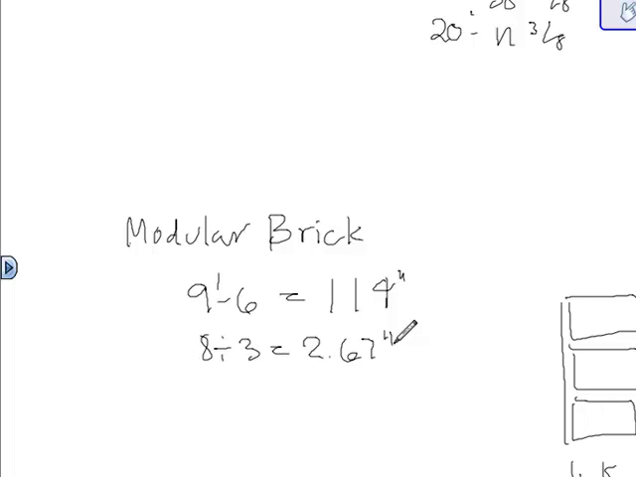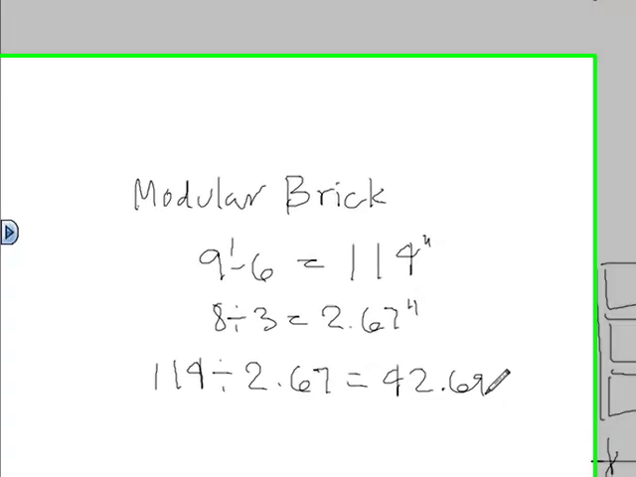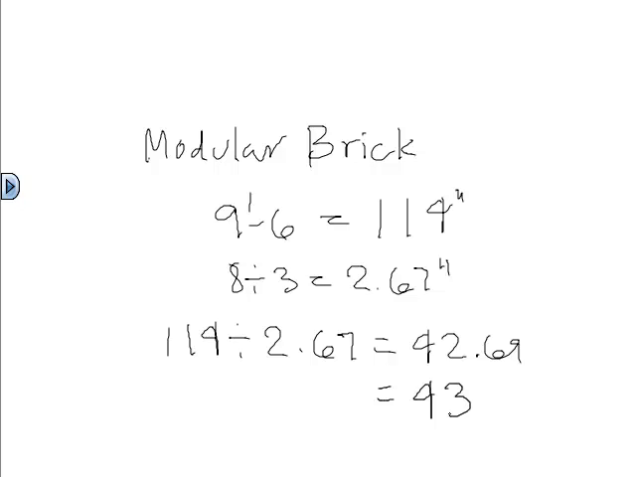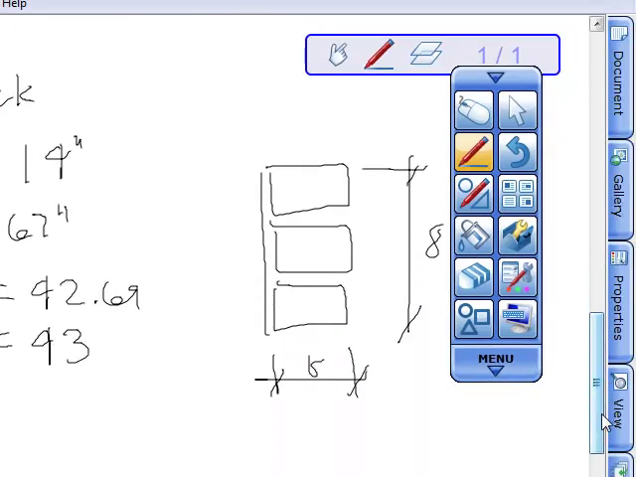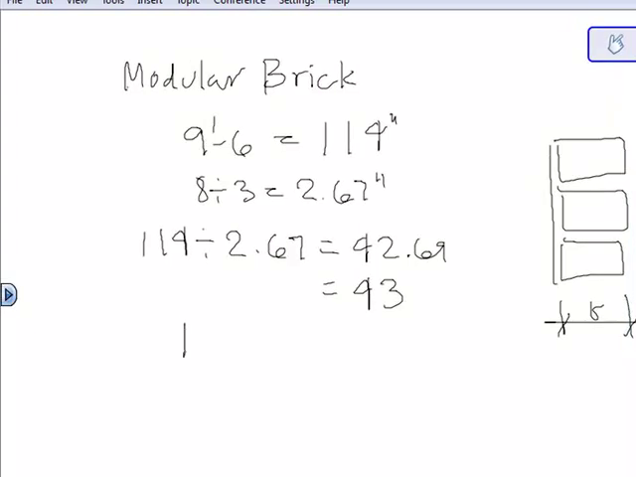So now then, what's 114 divided by 2.67? 42.69. So you could round that up then to 43. You're going to have 43 courses. But you can't have half a course, right? So you're going to say 43 times your 2.67, because that's how tall each course is, equals what? 114.81.